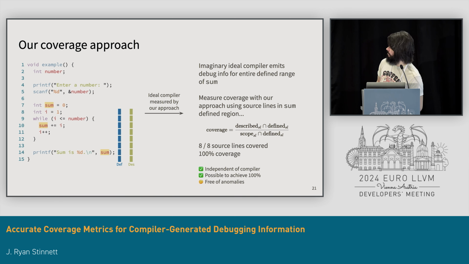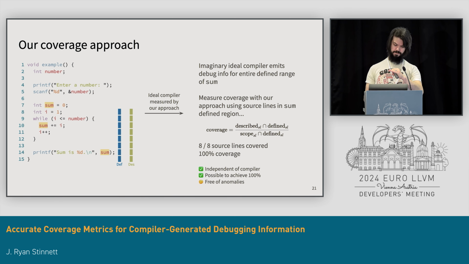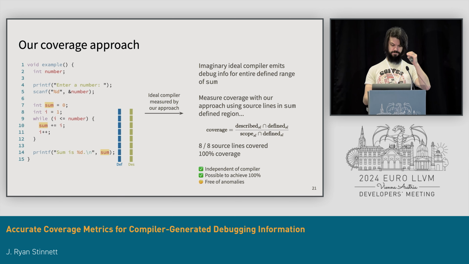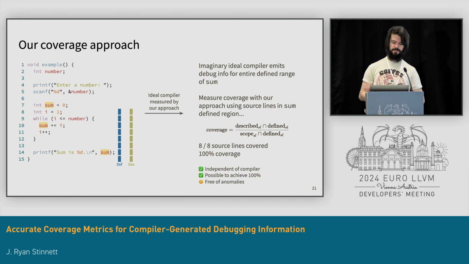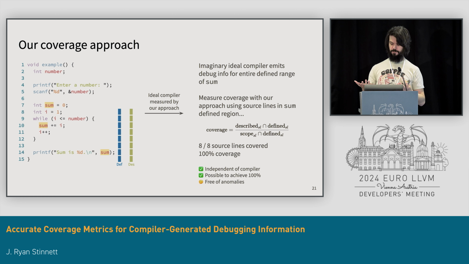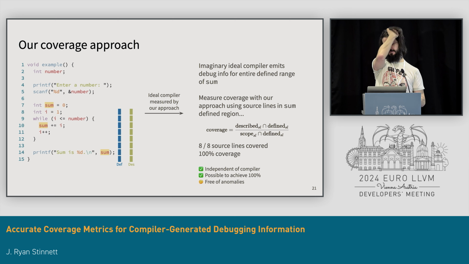So we see here that the variable is defined over, well, if you start from just after the first line where it's defined, it's defined over those 8 source lines, and then this ideal compiler has described it over all 8 source lines. So hooray, 100% coverage. And so that's independent of that compiler. It's possible to achieve 100%.